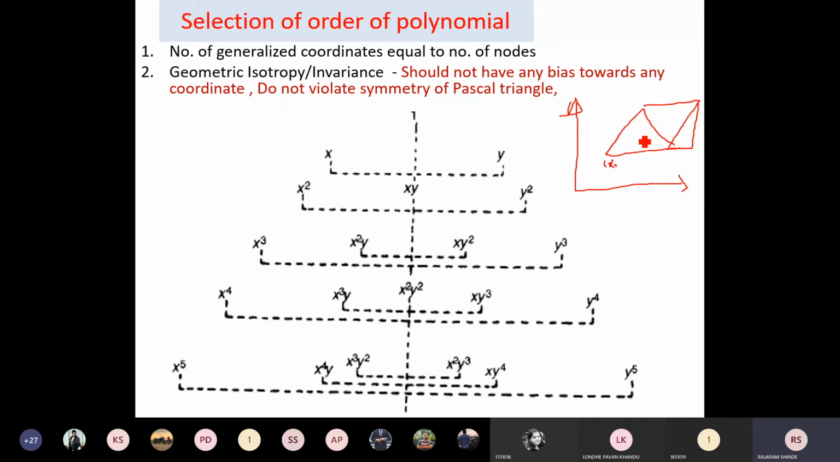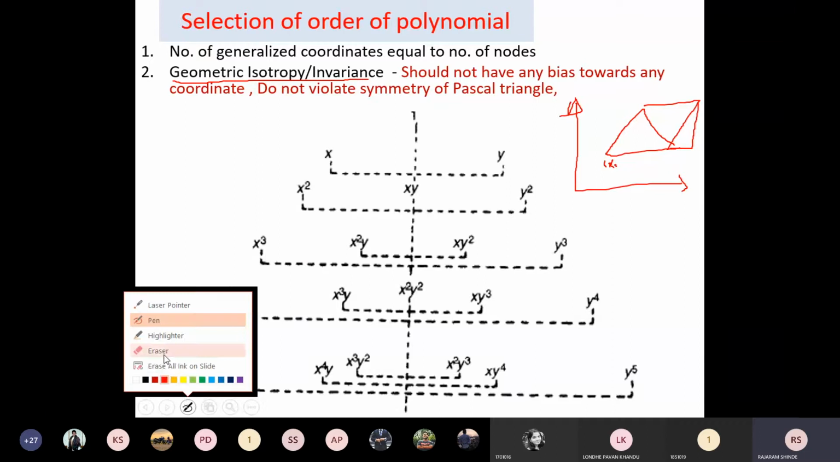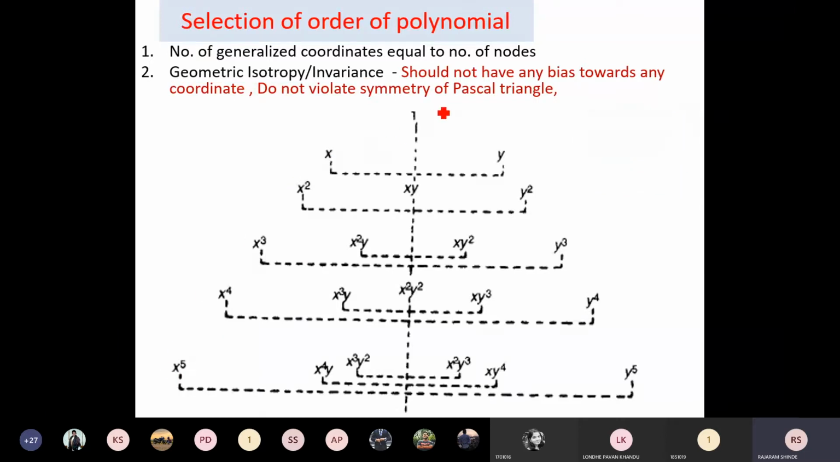While writing that interpolation polynomial, you have to remember this thing that already I have told you, that it should not violate the geometric isotropy, or it should not lose geometric invariance. What is the meaning of this? Your interpolation polynomial of element should not have any bias towards any coordinate. It should not give more weightage to any of the coordinates.